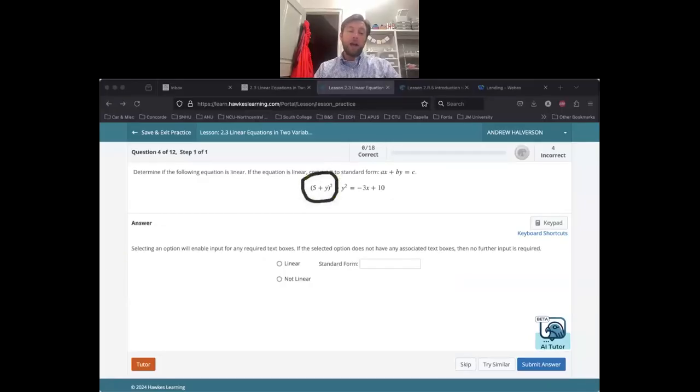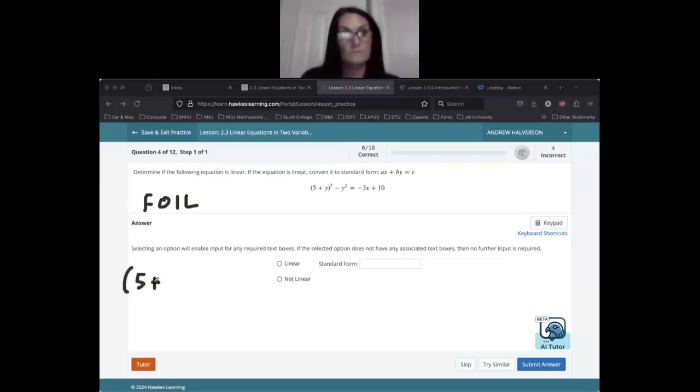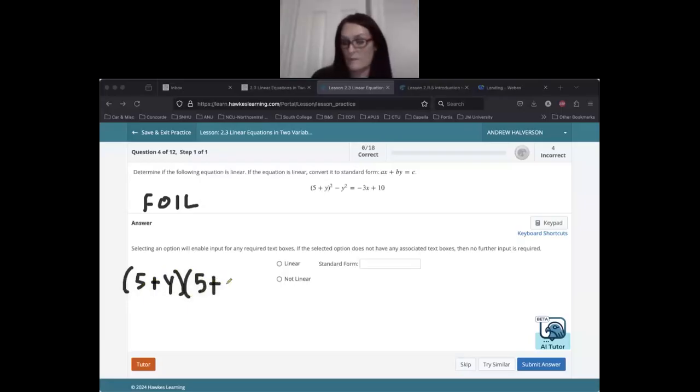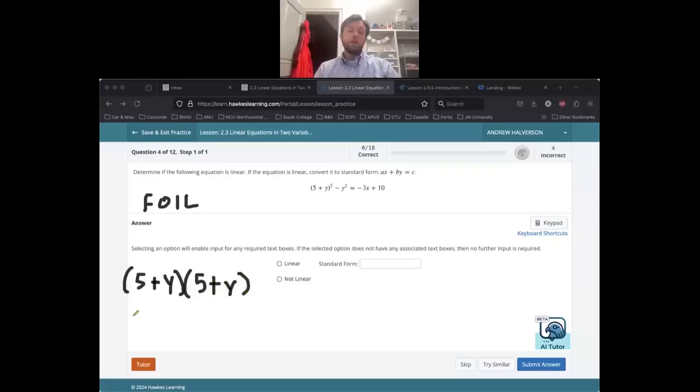5 plus y to the second power. How do we simplify that part? Set up another parenthesis. FOIL. 5 plus y times 5 plus y. So you use FOIL. That gives you 25 plus what? 10y plus y squared. Do y'all see that part? This thing right here, 5 plus y squared, becomes this.